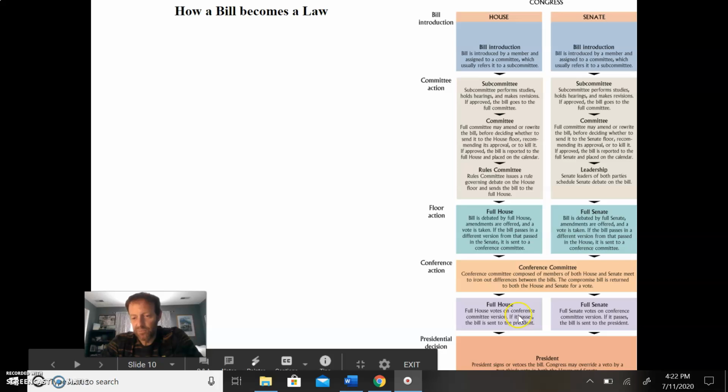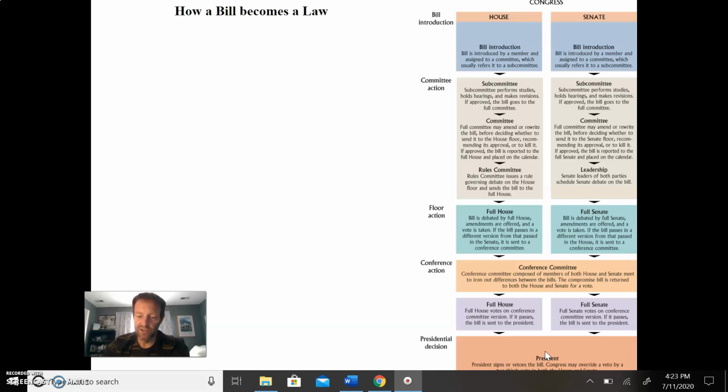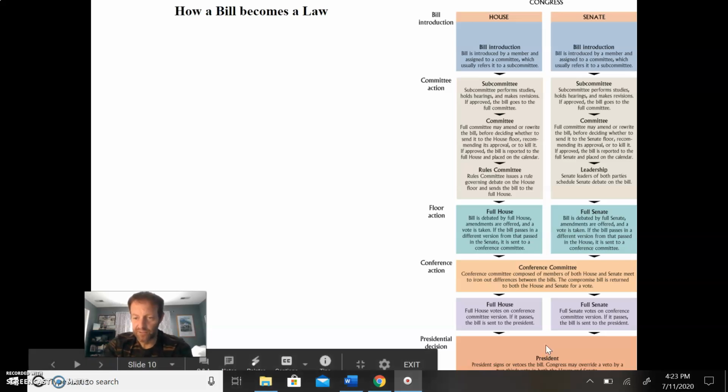And they could fail it, but they'll probably all vote the way they did before. Then they would pass it. If they do pass it, it goes to the president. The president can sign or veto. If he vetoes, then Congress can override if 2/3 of the House and separately 2/3 of the Senate vote to override the president's veto and pass it, which is very, very rare.